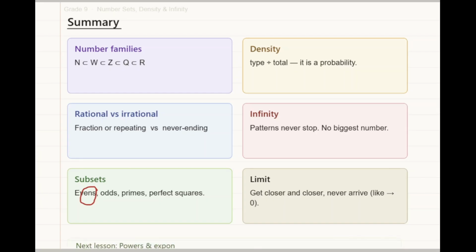Density tells us how crowded a set is. It is the type divided by the total. It is a probability. Infinity means a pattern never stops. There is no biggest number. And a limit is a value the number gets closer and closer to, but never quite reaches, like getting closer to zero.